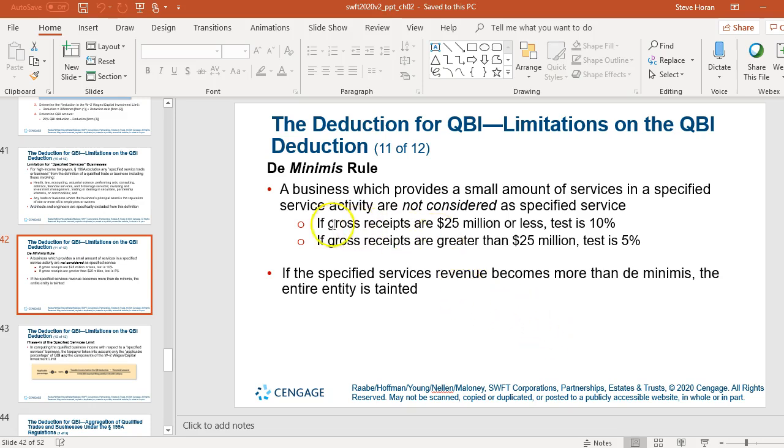The de minimis rule says that a business which provides a small amount of services in a specified service activity is not considered a specified service. So there's a test for that. If gross receipts are $25 million or less, it's a 10% test. If they're greater than $25 million, it's 5%. If the specified service revenue becomes more than de minimis, the entire entity is tainted and now is subject to the limitations.